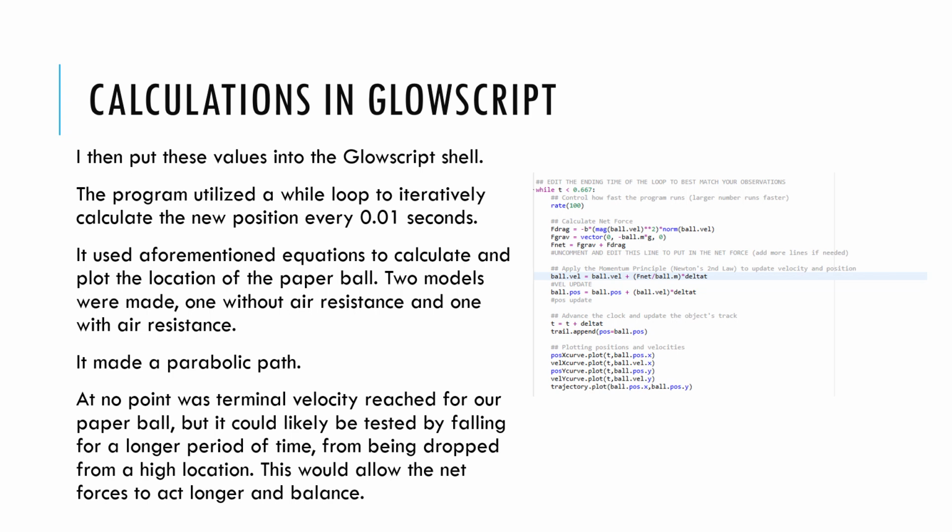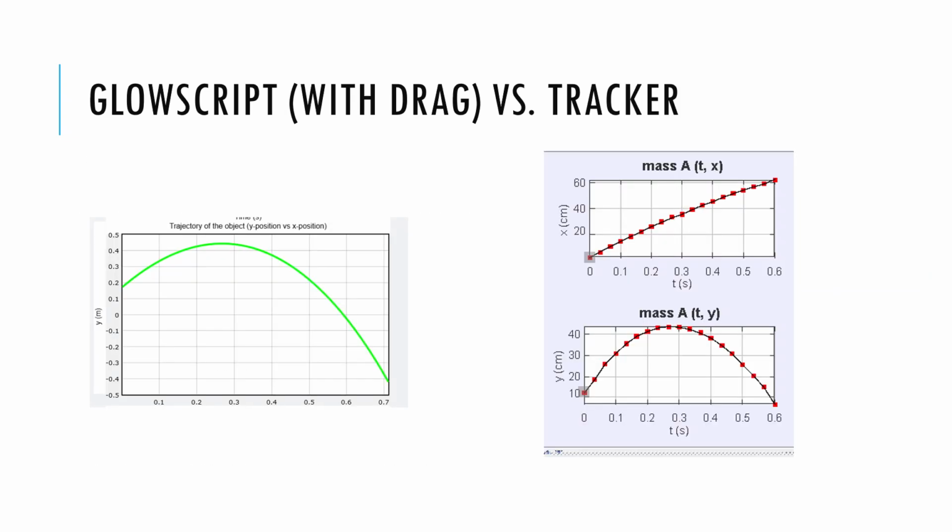As mentioned, we had one with and without air resistance, and all of them made a roughly parabolic path, and at no point was terminal velocity reached, but an experiment to figure out what it was could be dropping the paper ball from a higher point so that there was more time for gravity to act on it and for it to reach that terminal velocity.